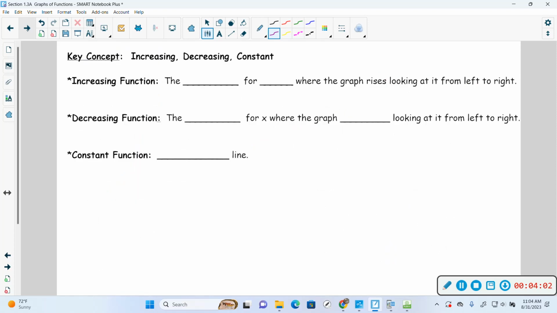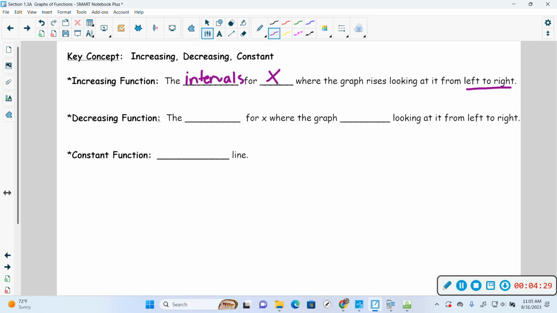Now, increasing, decreasing, constant. Also easy, but there's, of course, some nitpicky details to it. 1, we always look at the graphs left to right. Same order you read it. I don't know why you would look at it any other way. These have to be in interval notation. So this is all the parentheses brackets. It has to be interval style, not inequality style. And you are looking at x.